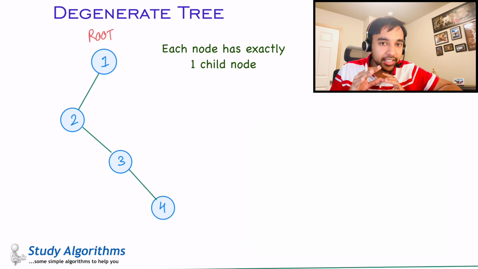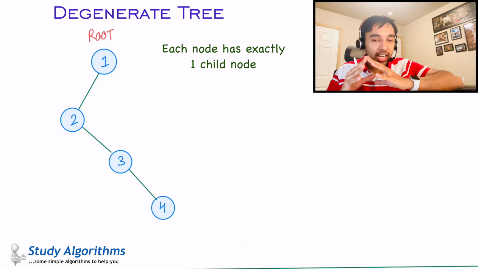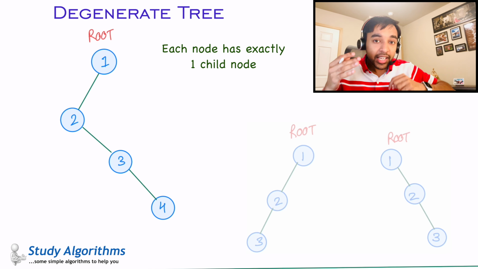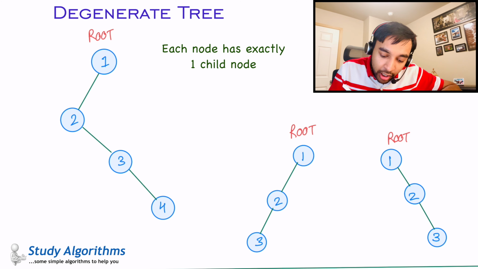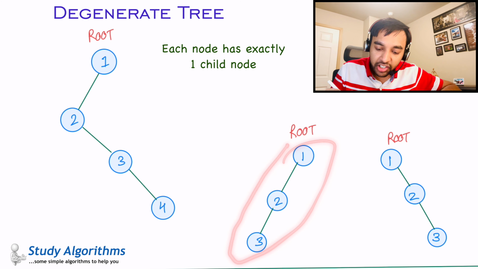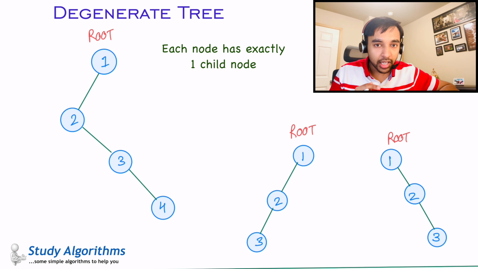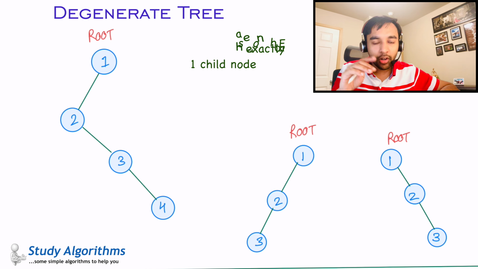Do note that there is no condition that the child node should be only in the left direction or in the right direction. For example, in these two trees, you can see that all the child nodes are going in the left direction. And in the second example, all the child nodes are going in the right direction. The only condition for a degenerate tree is that all the nodes should only have either a left child or a right child.